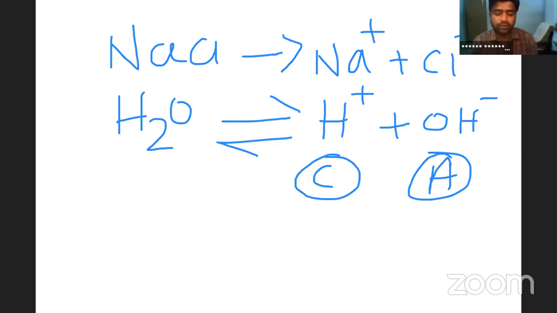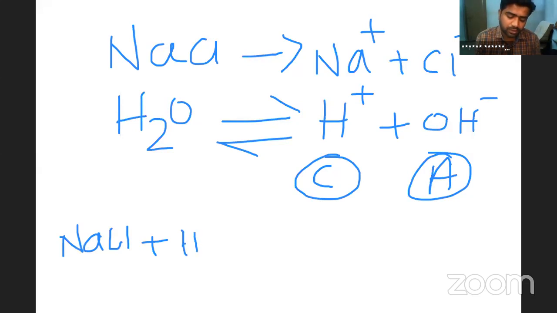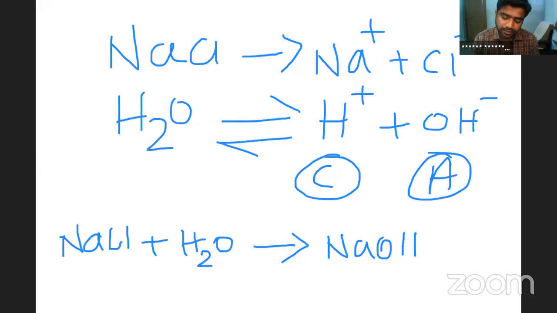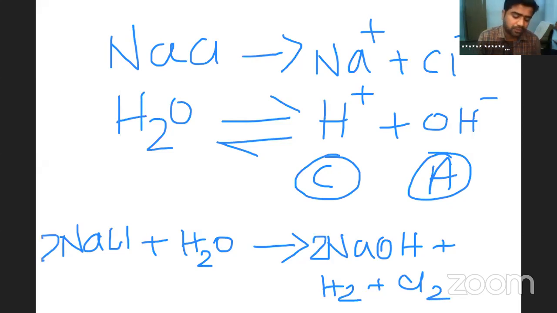NaCl, in aqueous solution, there is water. It will give you NaOH plus H2 plus Cl2. So for balancing this reaction you need to take care of the 2 coefficient. Hope it is balanced right now.